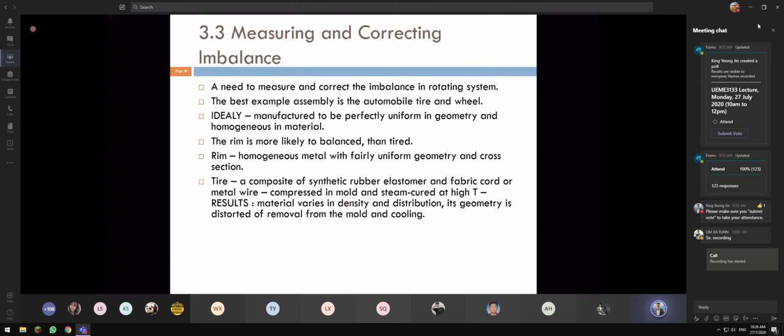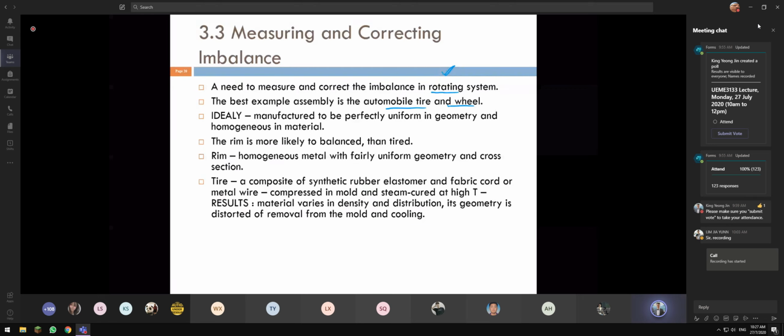So now we look at how we can do measuring and correcting the imbalance. There is a need to measure and correct the imbalance in a rotating system, right? How well you want to correct it always depends on the application and also the requirements of the system. The best example is automobile tires and wheels.